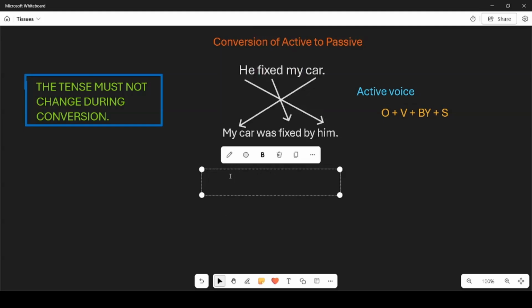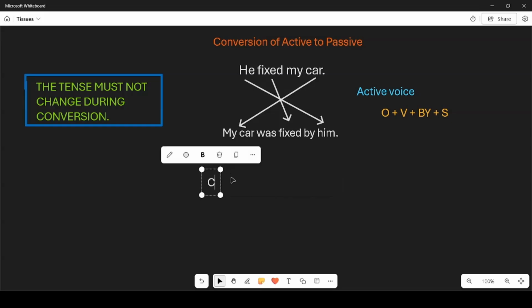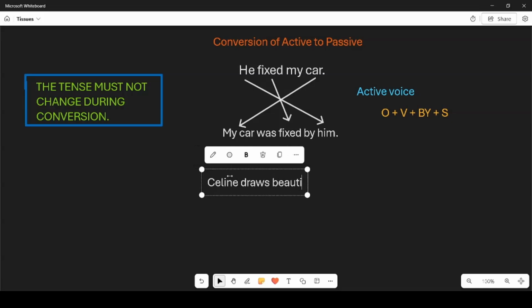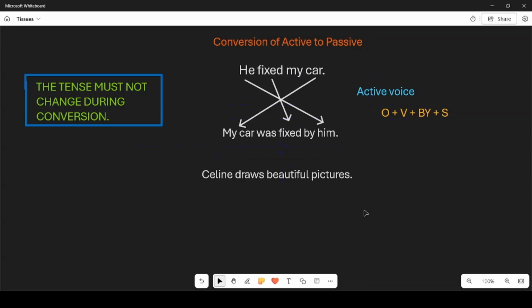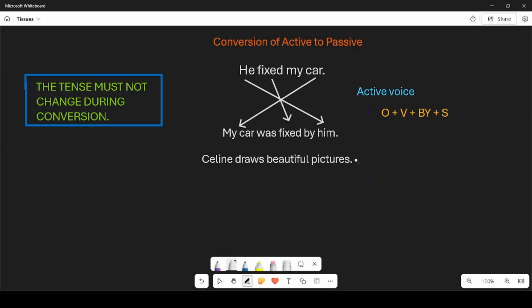Let's say, let me think. Okay, let's say: Celine draws beautiful pictures. Now this sentence is an active voice. Now I want to convert the same sentence into passive voice. So this sentence here is an active voice. I want it to become passive voice. So how do I change it?